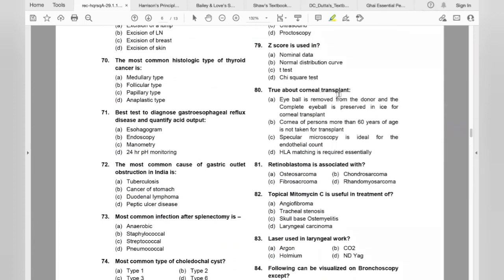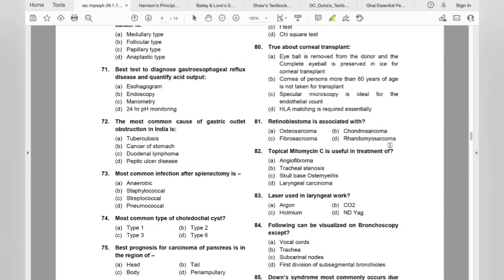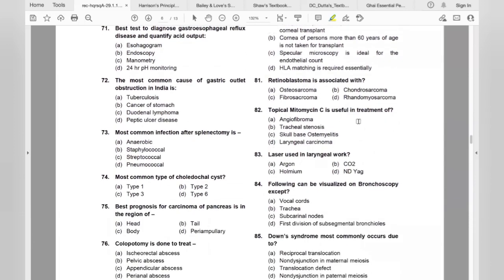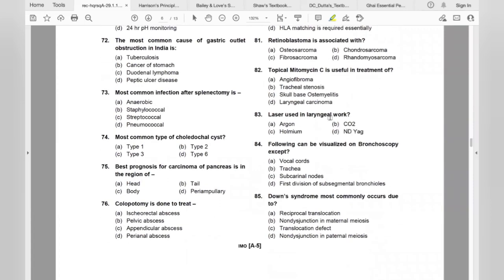True about corneal transplant is specular microscopy is ideal for endothelial count. Retinoblastoma is associated with osteosarcoma. Topical mitomycin C is useful in the treatment of tracheal stenosis. Laser used in laryngeal work is carbon dioxide laser. Following can be visualized on bronchoscopy except subcarinal nodes.